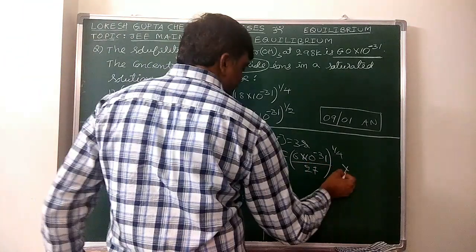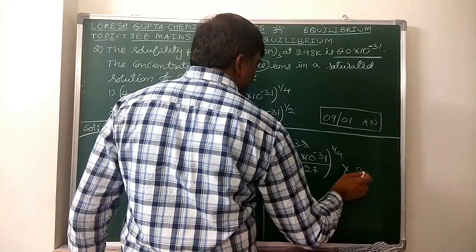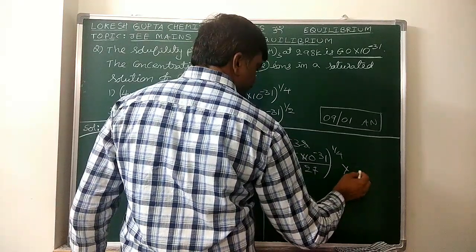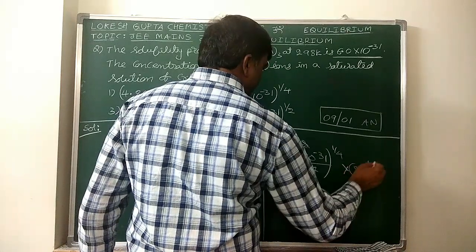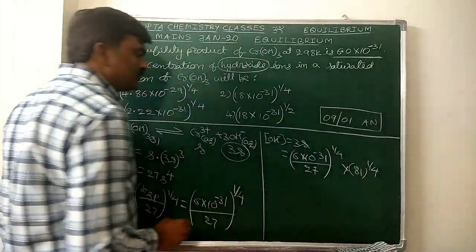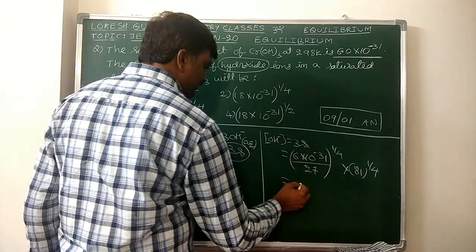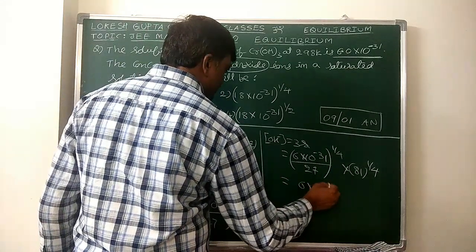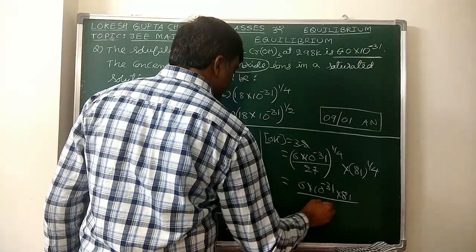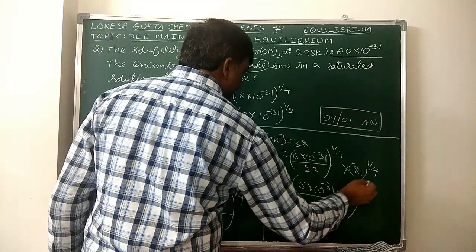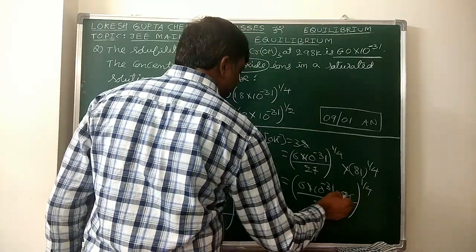So you can write it as 3, you can write it as 81 to the power 1 by 4. Now this is equal to 6 into 10 to the power minus 31 into 81 by 27 to the power 1 by 4. 3 times cancelled.